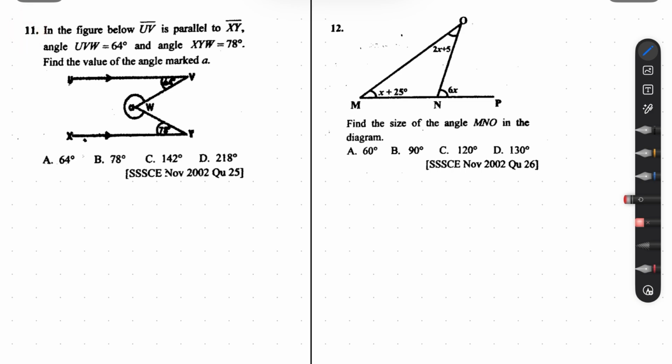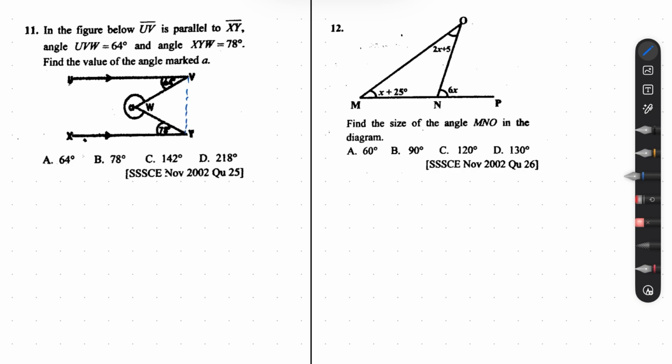It says in the figure below, line UV is parallel to line XY. So this and this are parallel. Angle UVW is 64. XYW is 78. Find the value of this angle marked A. What we can do for this question is complete this triangle.